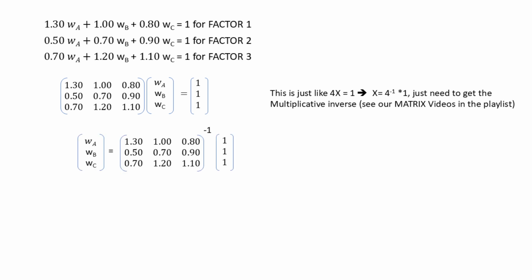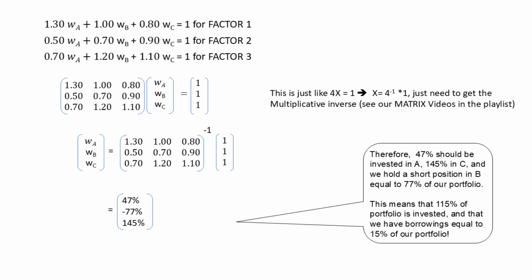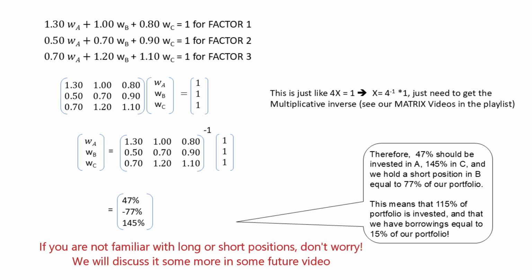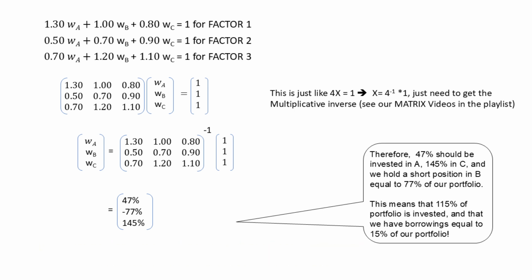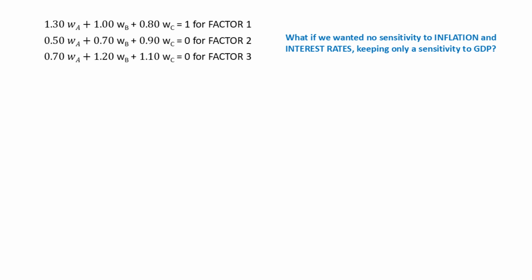And the answer here is this weight matrix of 47, negative 77, and 145%. Now, this means that 47% should be invested in A, 145% invested in C, and we should hold a short position, meaning we're selling a position in B equal to 77% of our portfolio. So this also means that 115% of our portfolio is invested and we have borrowings equal to 15% of our portfolio.